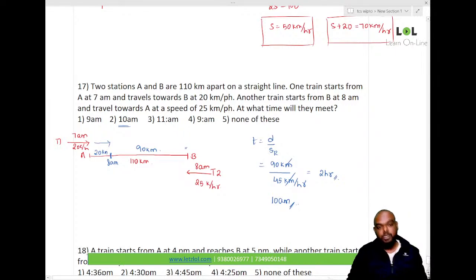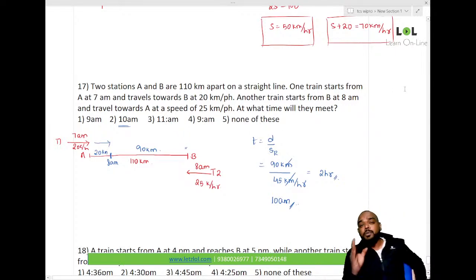I'm repeating this question one more time. Understand, there are two trains running in opposite directions. One starts at 7 a.m. and the other starts at 8 a.m. So by the time the second train starts at 8 a.m., the first train would have already traveled for 1 hour. Its speed is 20 kilometers per hour, so it would have already traveled 20 kilometers. The original distance between them is 110 kilometers. By 8 a.m., since the first train traveled 20 kilometers, the distance between them is now 90 kilometers.